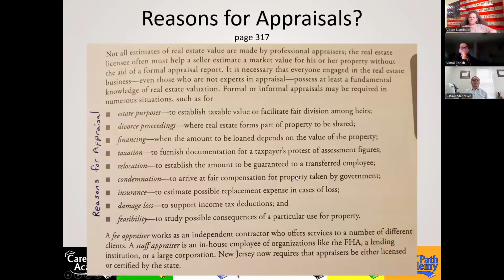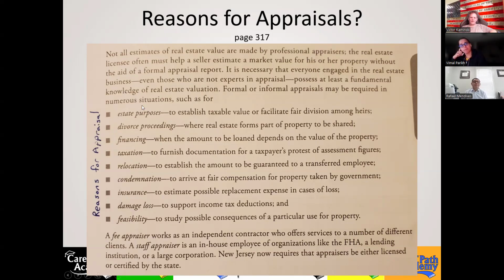So why do people get appraisals? On page 317, we have a list of the reasons why people get appraisals. You may want to write this on the side, reasons for appraisal, because I asked you guys the other day why people get appraisals, and I got blank stares. When you buy a property with financing, the lender is going to want an appraisal of the property. They're not going to lend you more money than it's worth, right?